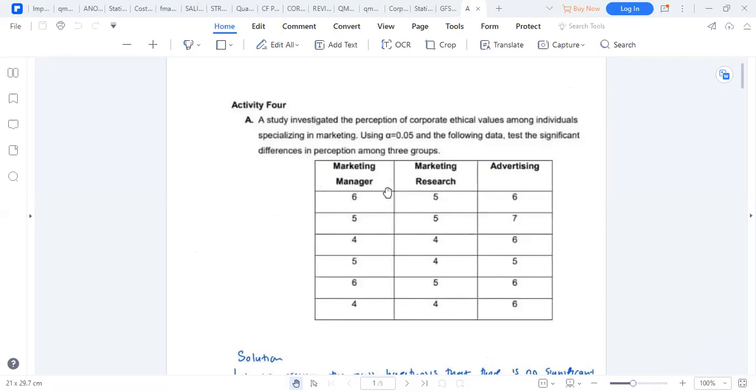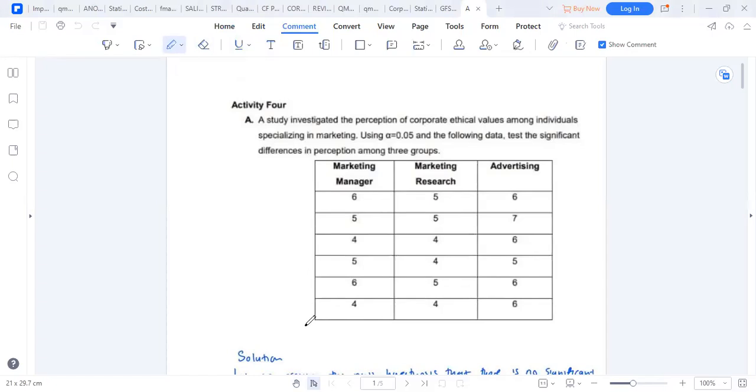Okay. So when you have this, what do you do? We get the totals. Let's get the totals. What totals do we get? Summation of x, n, and summation of x squared. Let's do this together.